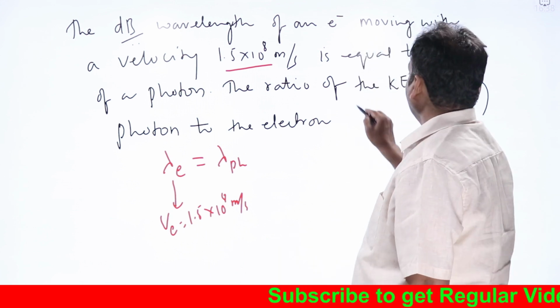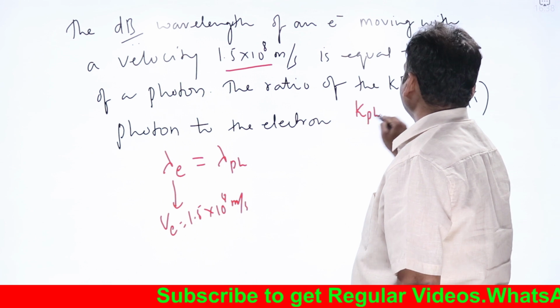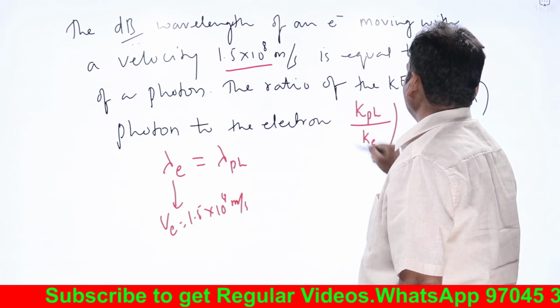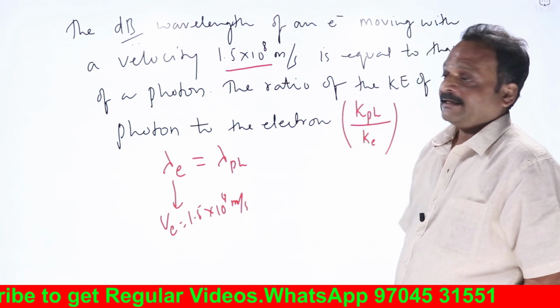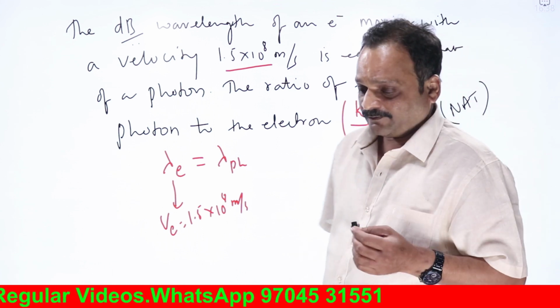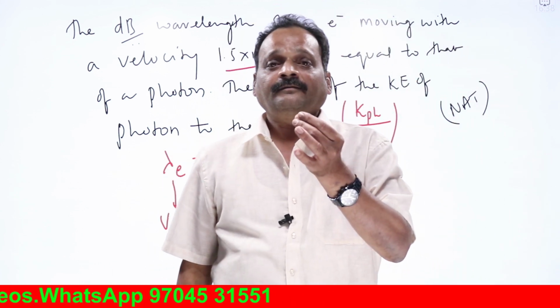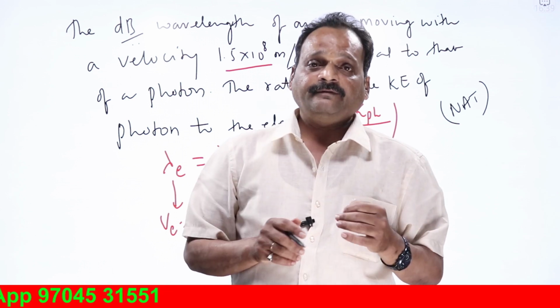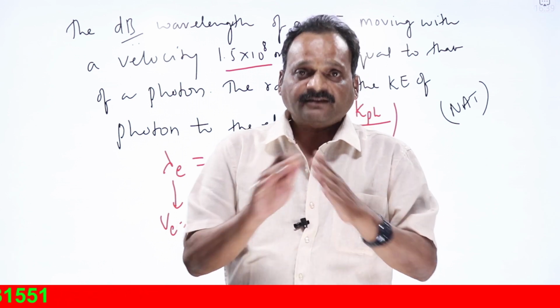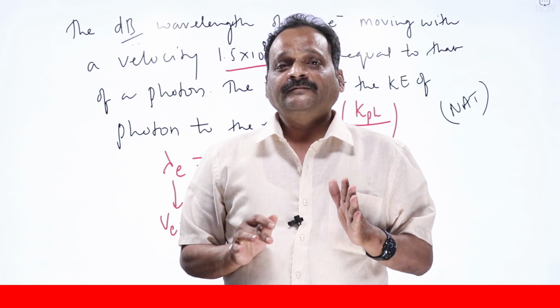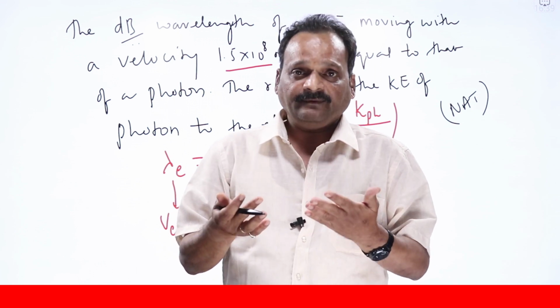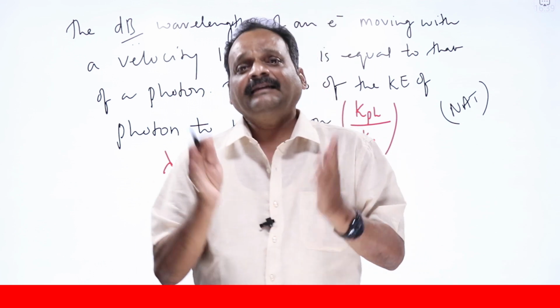Okay, right? Kinetic energy of the photon by kinetic energy of the electron. How much is he asking? Okay, a photon, remember, is a particle, a quantum of an electromagnetic wave. Photons will not have rest mass. Rest mass of a photon is 0. So whatever energy E equals hν, that is entirely kinetic in nature.